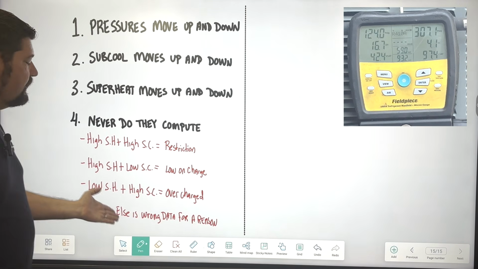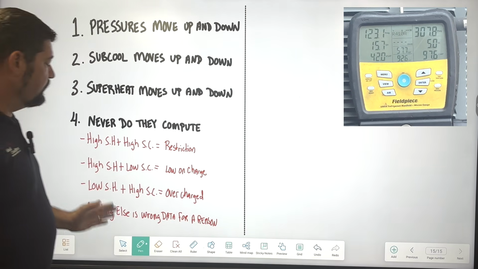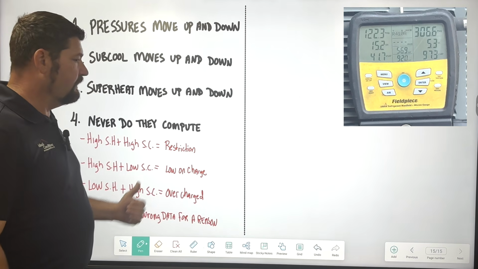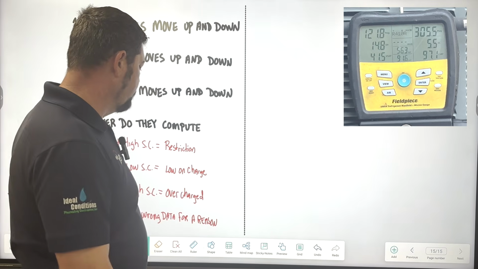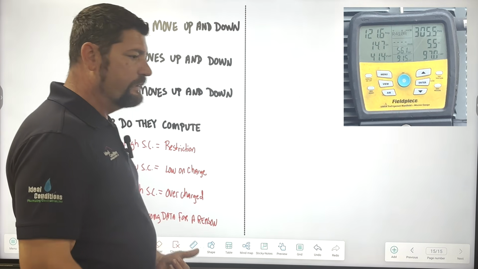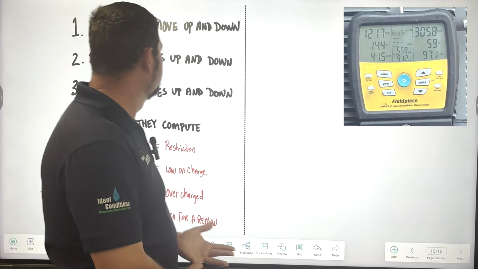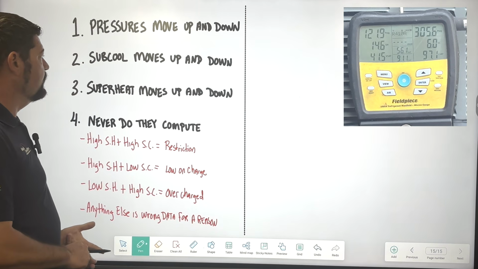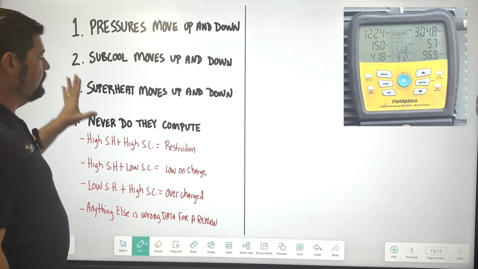If there's anything else other than these three, then the data that you're getting is wrong, and you're not going to be able to take that data and just make a correction by adding gas or taking gas away or removing the metering device and putting another one in there. It's wrong for a reason. So if the pumping ratio is good, and your pressures are moving up and down, and you have subcools and superheats that are moving up and down, and you just can't get anything to compute, then you have non-condensables in there.